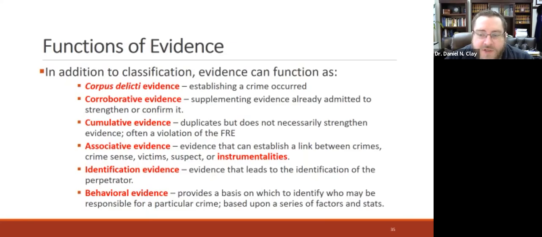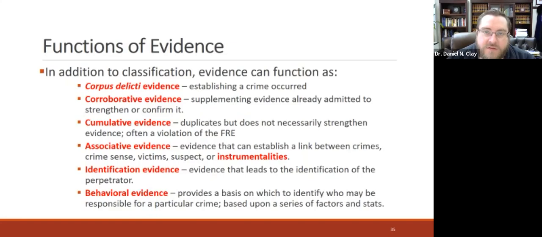Then we have associative evidence. This is evidence that can establish a link between crimes, crime scenes, victims, suspects, or instrumentalities. So instrumentality is something that somebody used to commit a crime. Usually the instrumentality of a crime is going to be something like a gun or a knife or a bat or whatever it is. And again, this is evidence that establishes a link between, so let's say there's a gun left at the crime scene, right? That is not illegal in itself, and we're investigating a murder. So we find a gun in a crime scene.